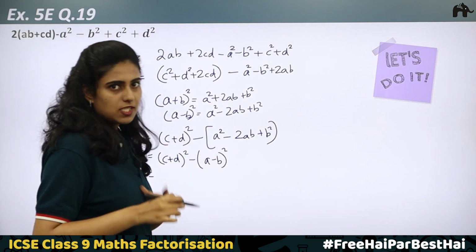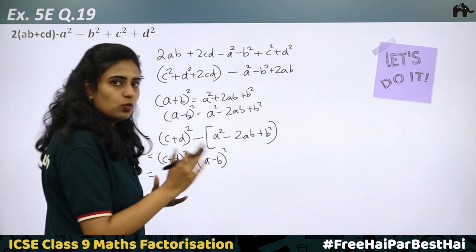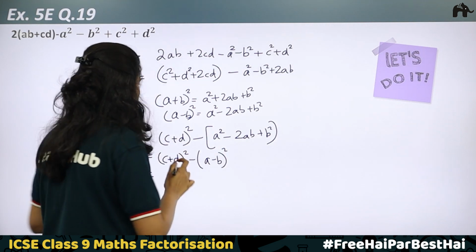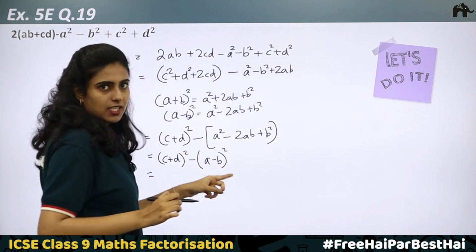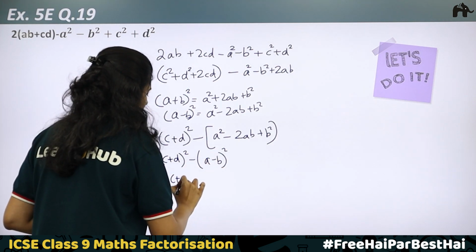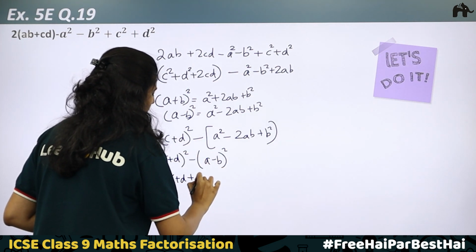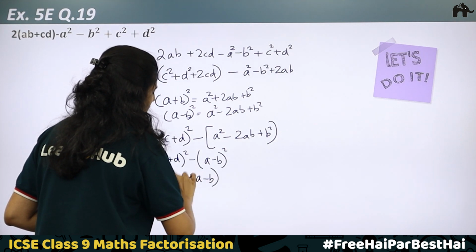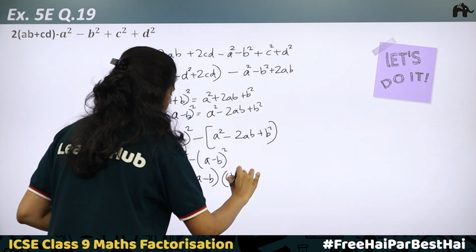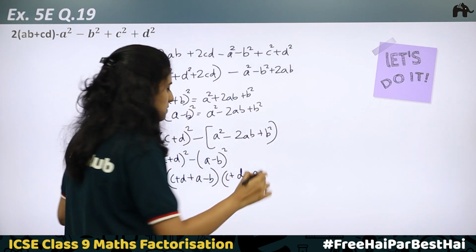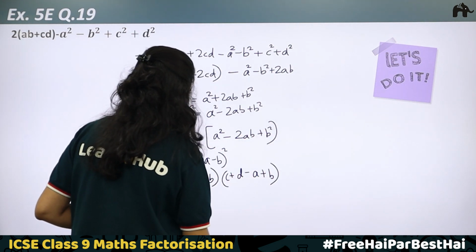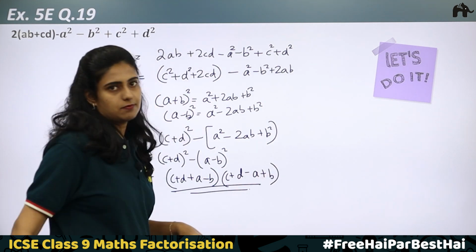A square minus b square form, which is a plus b into a minus b. You will be getting the factors. In place of a, we have c plus d. In place of b, we have a minus b. So c plus d plus a minus b into c plus d minus a minus of minus b, which is plus b. So these are the factors, required factors.